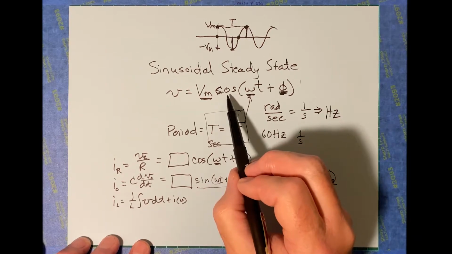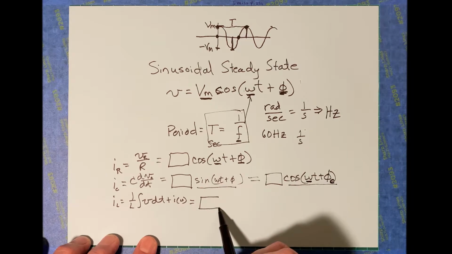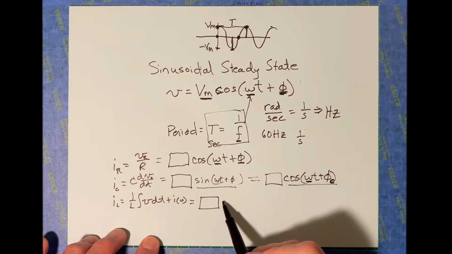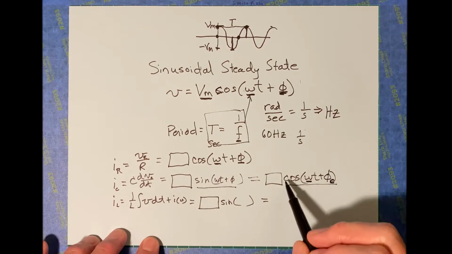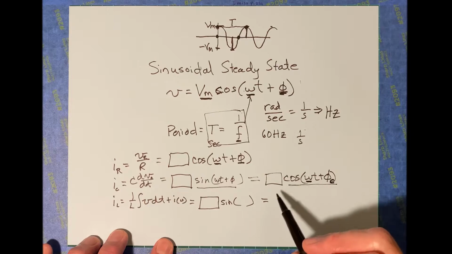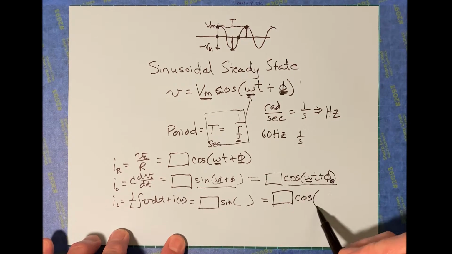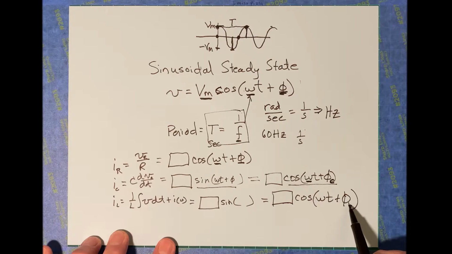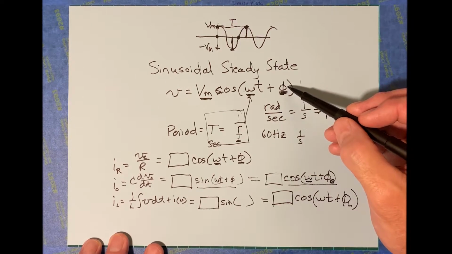Take your V function here, plug it in, and you're going to end up with some sort of amplitude. You would have a sine of the angle, but then you could do the shift and you could rewrite that as an amplitude multiplied by a cosine omega t plus phi, and let's call this phi sub L, because this phase angle is not the same as that phase angle, and it's not the same as that phase angle.